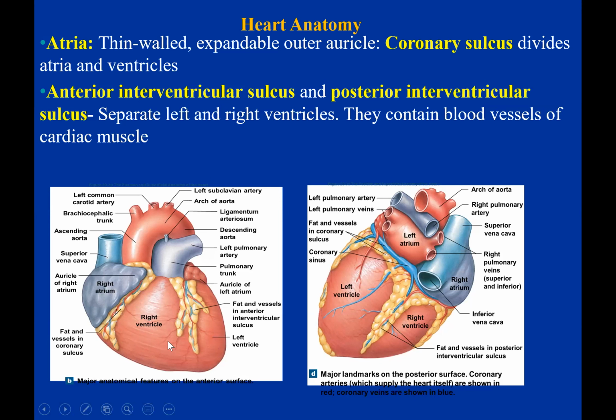So in this picture, you can see the right atrium, right ventricle, left atrium, left ventricle, and you can see the interventricular sulcus, and you can see the coronary sulcus. And you can see the posterior interventricular sulcus with the arteries in it in the posterior view.